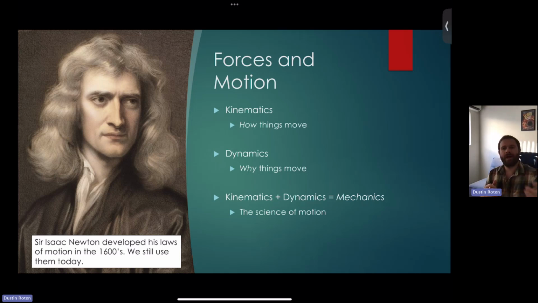So again, we've talked about kinematics, how things move, and how we can model that mathematically. We're getting ready to start talking about dynamics now. This is the why things move. When you put these two things together, kinematics plus dynamics, you essentially get mechanics, which is just the science of motion. If you wanted to do this at a senior level, the class you would take would likely be called classical mechanics.